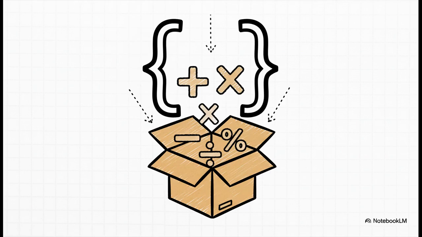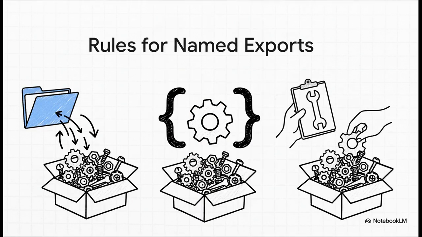Now, pay close attention to how we import these. The key difference here, and you can't miss it, is the curly braces. See those? Those braces act like a specific order form. They tell JavaScript, hey, I'm looking inside that math parts box for items with these exact names. You can't just grab the whole box, you have to ask for each part by its specific label. All right, so a quick recap of the rules for named exports, because this is the stuff you've got to know. You can have as many as you want in a single file. You absolutely must use those curly braces when you import them. And the names have to match perfectly.